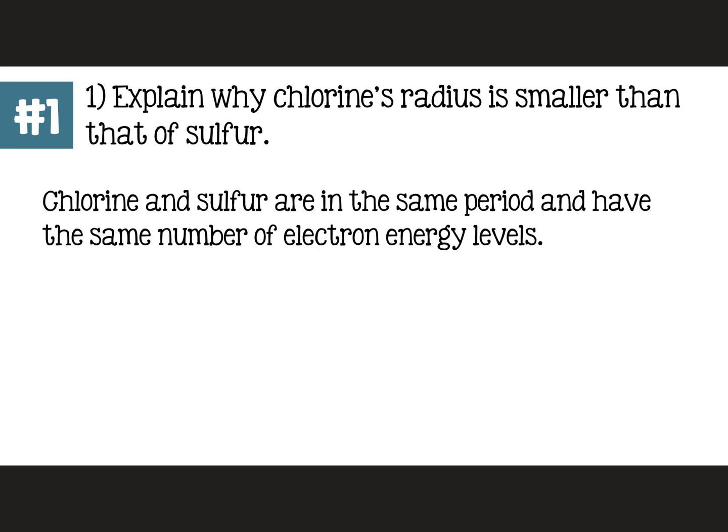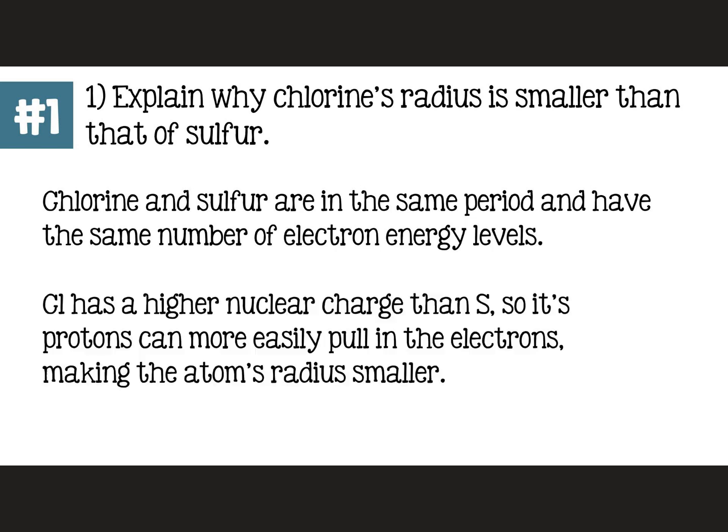Remember, chlorine and sulfur are in the same period. That means they have the same number of electron energy levels. However, chlorine has a higher nuclear charge than sulfur, which makes its protons pull in the electrons more easily. Therefore, the atom's radius is smaller.